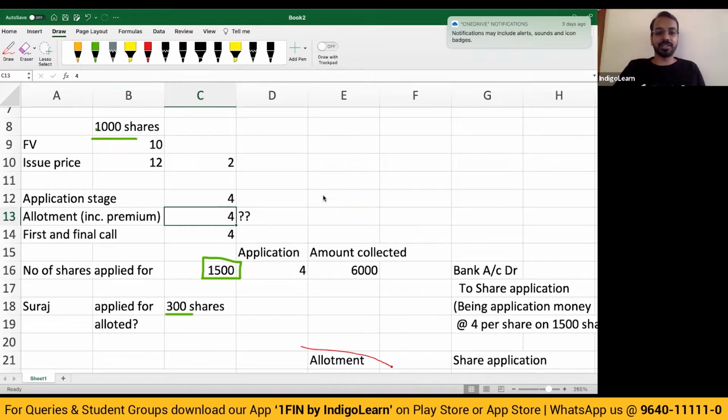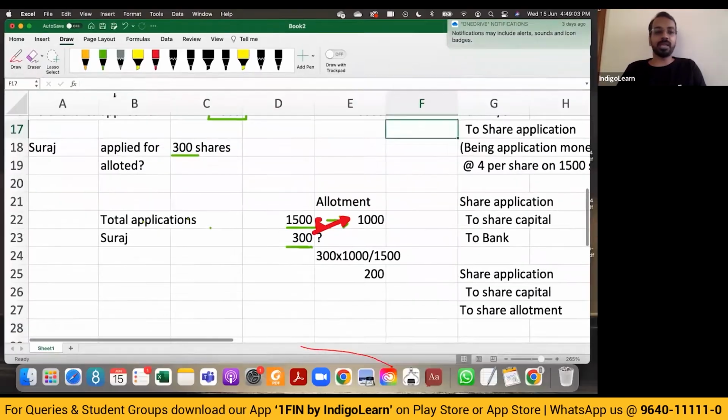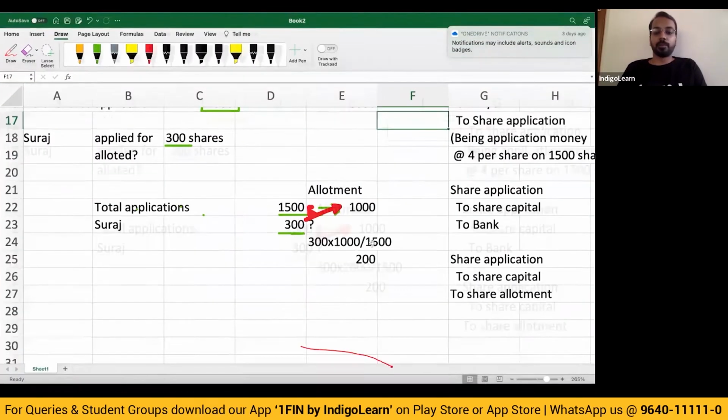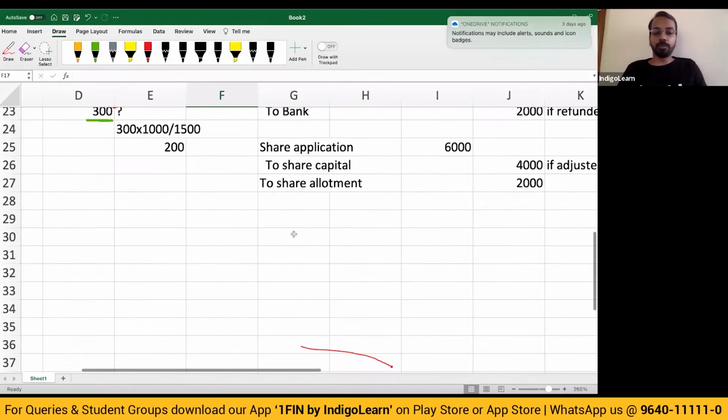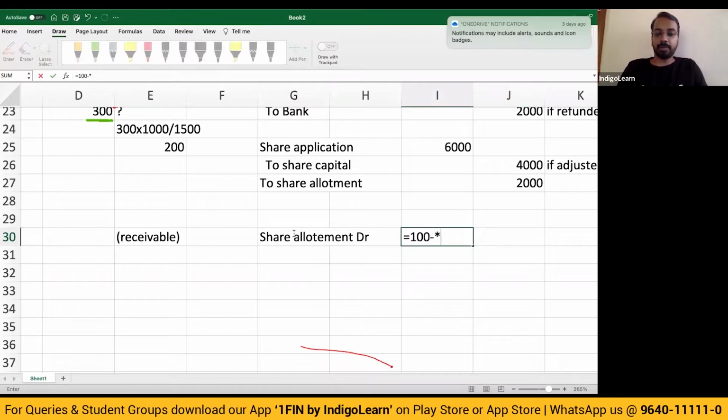Thanks, Ishika. Ishika has written the entry with amount. Others have written the entry. Anyways, amount should not be difficult to identify. So your entry here will be, see, because the amount is due, you will debit the share allotment account. Why? Because this is receivable. Okay. How much? 1000 multiplied by 4.